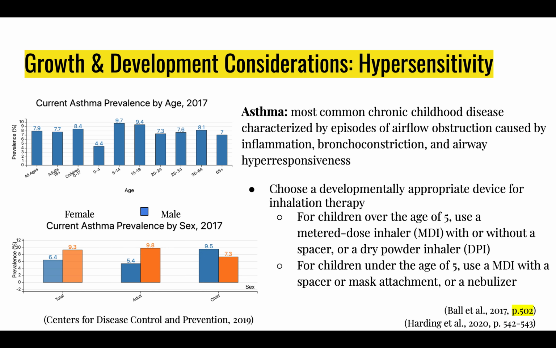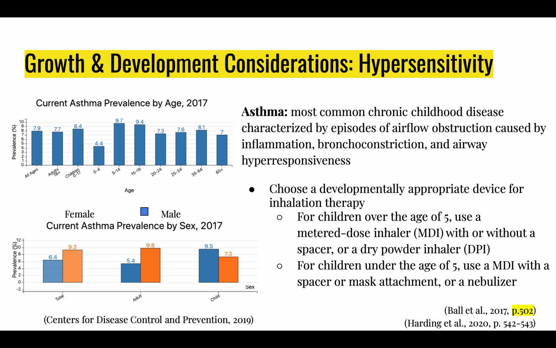Growth and development considerations for hypersensitivity. Asthma. The second exemplar I chose for hypersensitivity reactions affecting the pediatric population is asthma. Asthma is the most common chronic childhood disorder, affecting approximately 8.4% of children under the age of 17. During an asthma exacerbation, an exaggerated immune response to a trigger or stimuli causes acute bronchospasm, difficulty breathing, wheezing, chest tightness, and anxiety.